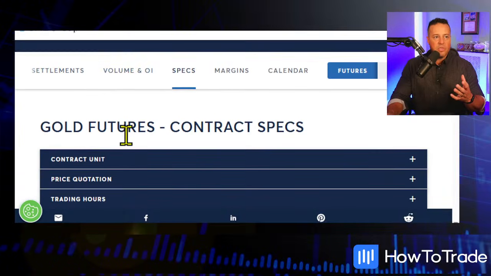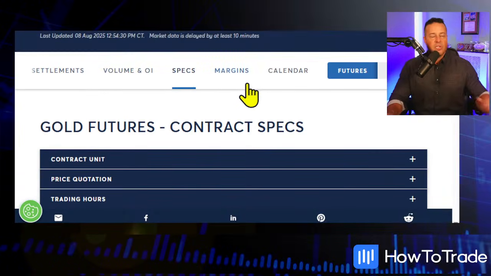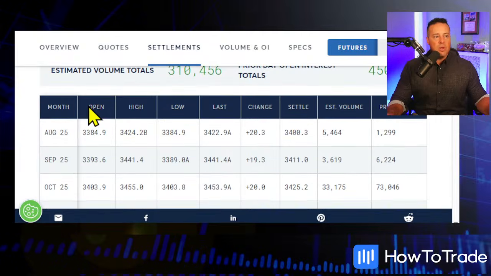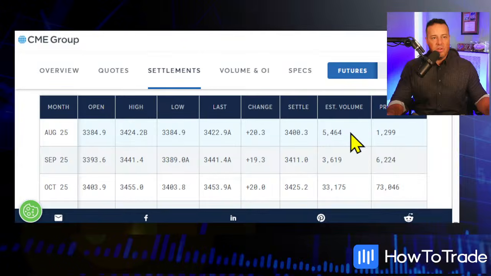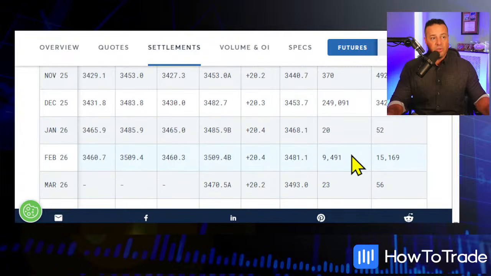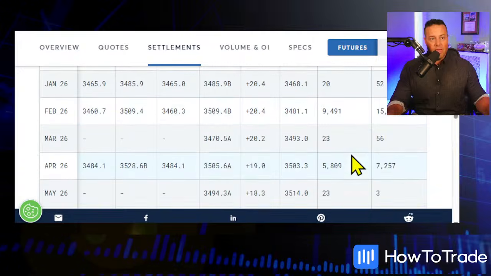So if nobody's trading them, you've got to ask, what exactly does all of it mean? And the answer is real simple. The institutions are balancing their books. And you can see right here the settlements. These are giving you the settled volumes at the end of each day. We'll take a look at this right here. December, 249,000 contracts for yesterday.